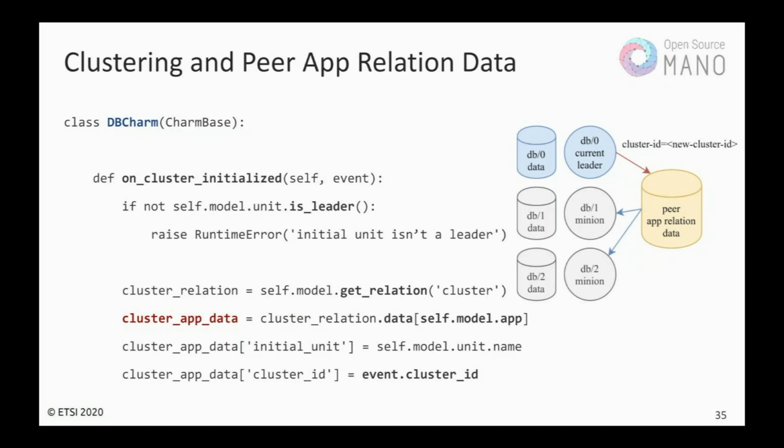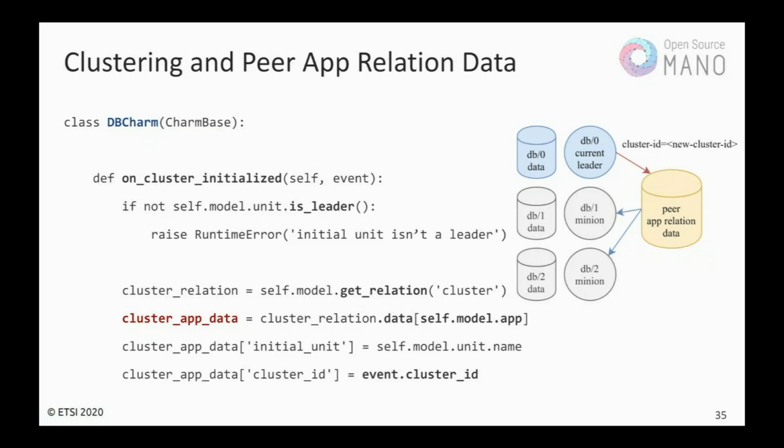Every application has a leader unit, which can also act as an initial unit when bootstrapping a cluster. And there is a concept of a peer relation where units of a given application observe each other and can exchange relation data. There's also a concept of application relation data, which is applied to peer relations. So a leader would be able to expose some data on the peer application relation data. And that could be a cluster ID that I just mentioned.